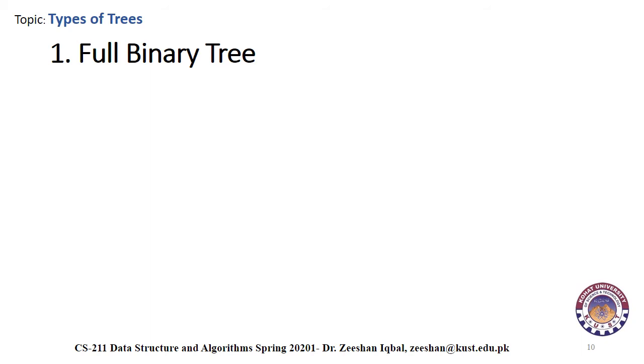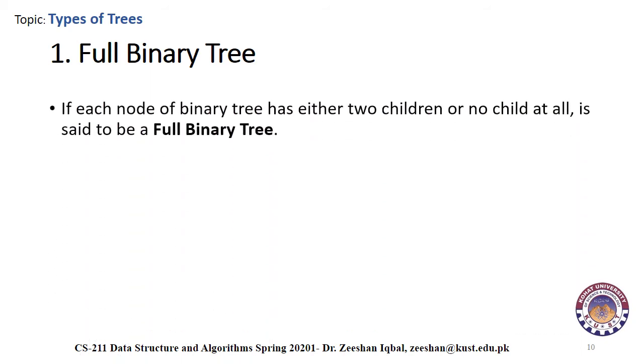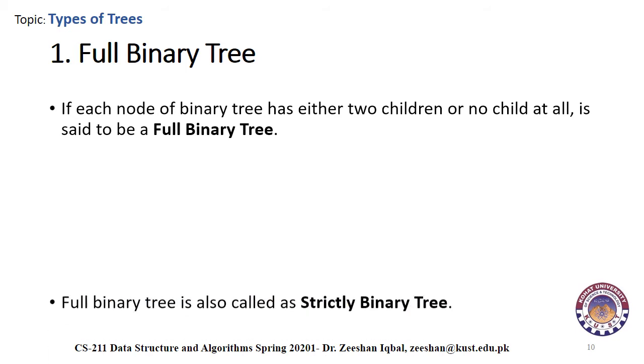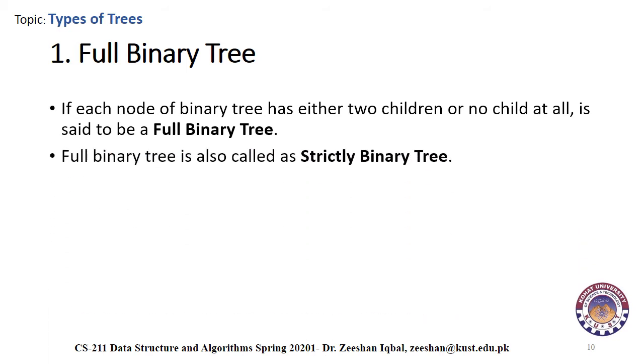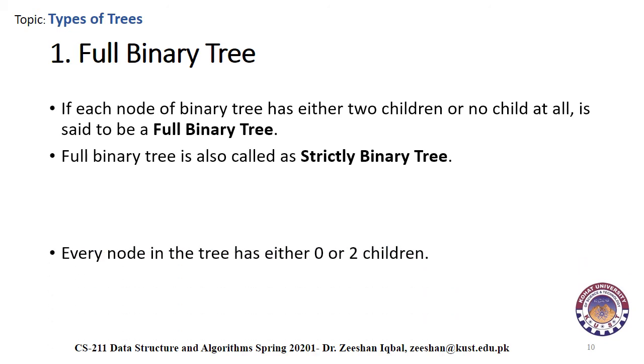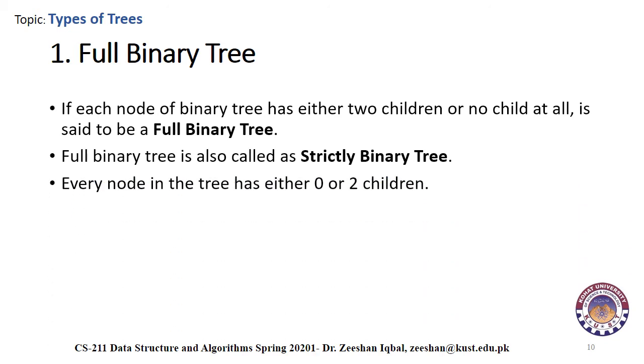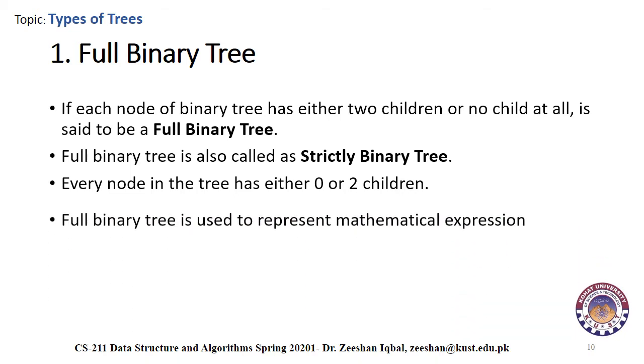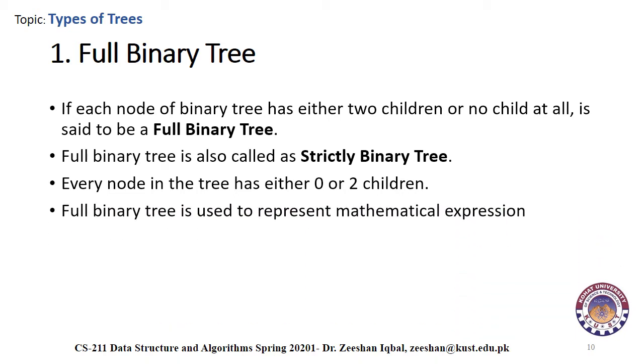A binary tree in which each node has either two children or no child at all is said to be a full binary tree. A full binary tree is also known as a strictly binary tree. Each node in the tree has 0 or 2 children. A full binary tree is used to represent mathematical expressions. For example, a single node in a tree as shown in the diagram is also said to be a full binary tree.